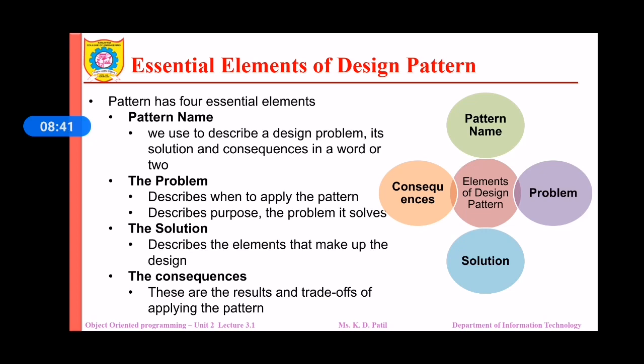Then the next element is the problem. It describes when to apply the pattern. It describes the purpose and the problem it solves. Then the third element is the solution. It describes the elements that make up the design. And the fourth one is consequences. When we apply the design pattern on some problem to find the solution, the results and consequences after applying that pattern on that particular system should be noted, so that in the future, whenever we require it, we can use it.